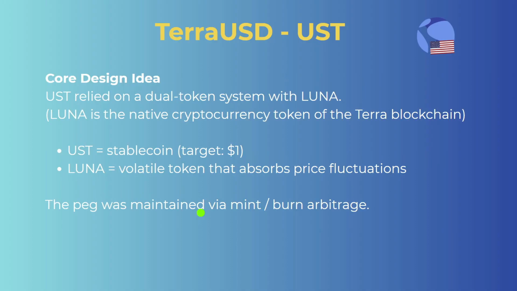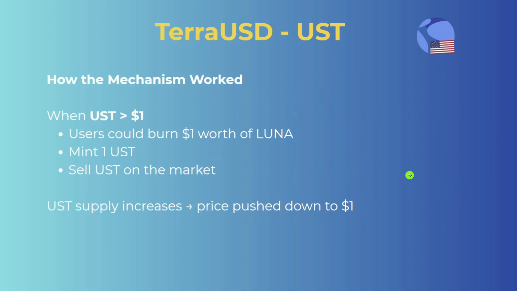So the core design idea is this. UST relied on a dual token system with Luna. Luna is the native cryptocurrency token of the Terra blockchain. So UST is the stablecoin, and its target is $1. Luna is a volatile token that absorbs price fluctuations. So the peg was maintained via mint and burn arbitrage.